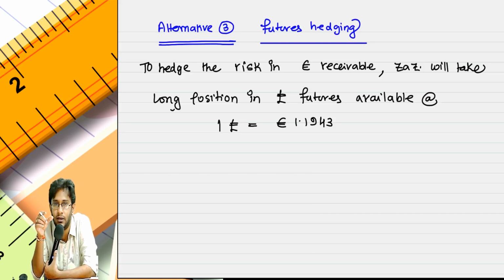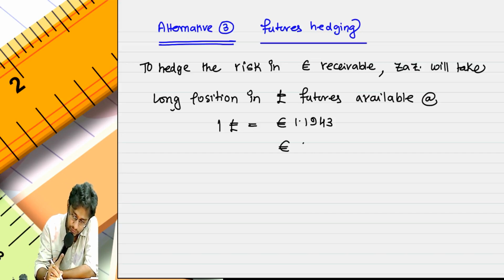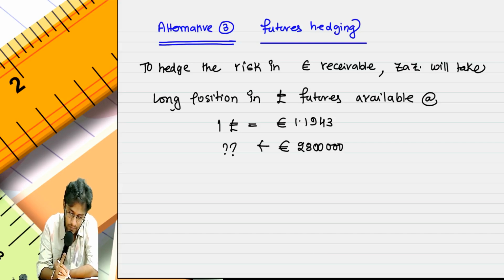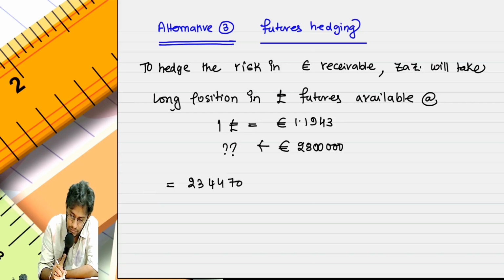Because your FC is 28 lakh euros, but lot size is in pound. So what do I have to do? Convert. Conversion, which rate do I have to use? Futures pricing. So, 28 lakh euros is equal to how many pounds? 23 lakhs 44,000 470. Okay, nice. So this much value you have to take.